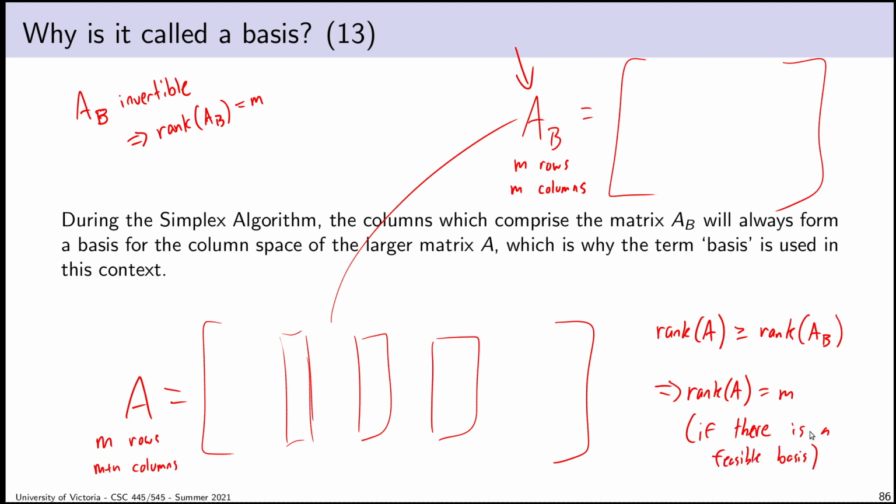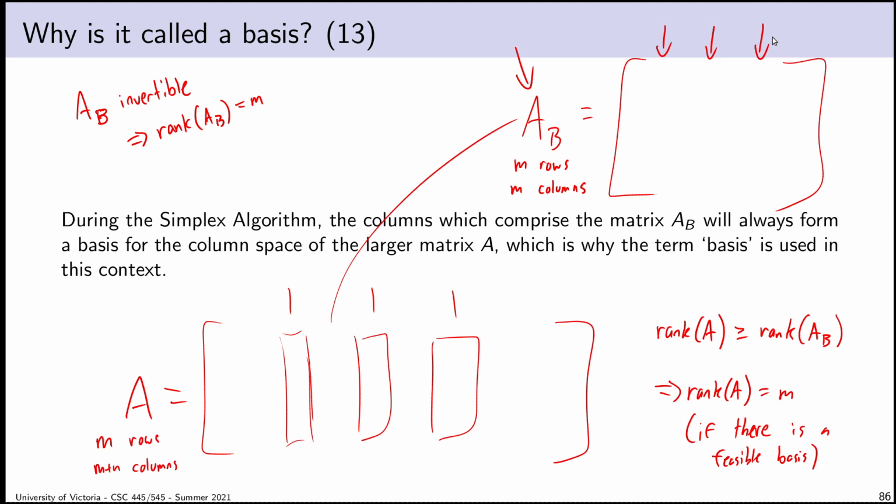The reason this is significant is if we think back to what we're actually doing here. I've taken a bunch of columns out of A, made up this new matrix AB, and shown that it is invertible, that is to say it has rank m. And by extension, that means A has rank m. Whatever columns I used to build AB, together they can generate some subspace of dimension m. They can generate the column space of A. And that means the columns of AB are in fact a linear algebraic basis for the column space of A.